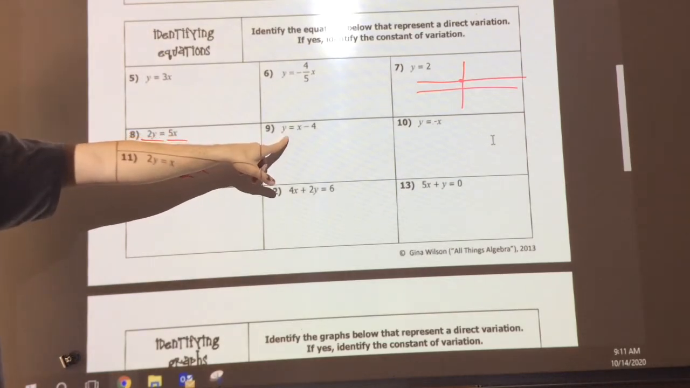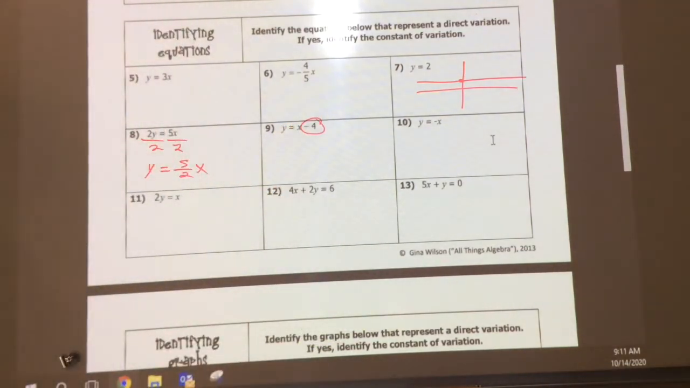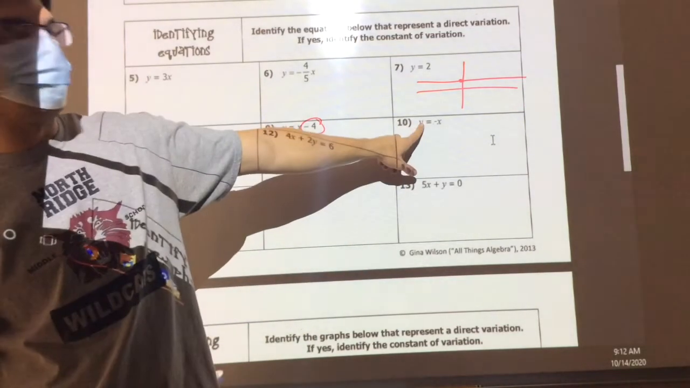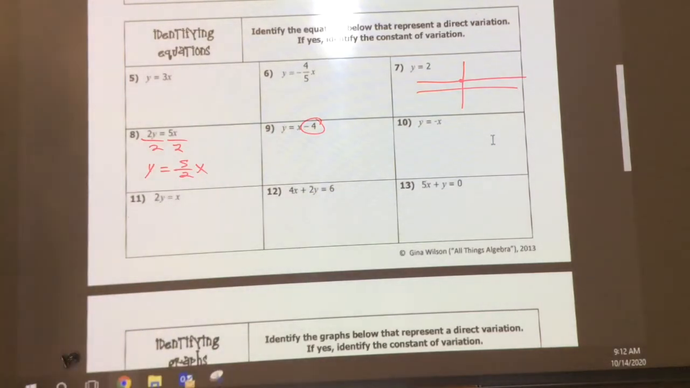Over here, does this have a y-intercept? No. Yes. Bennett, what is this right here? Oh, -4. That's a y-intercept. Sorry. So therefore it's not direct variation. Does this have direct variation? Yes, it is. What's my constant in that problem? -1. -1. Okay.